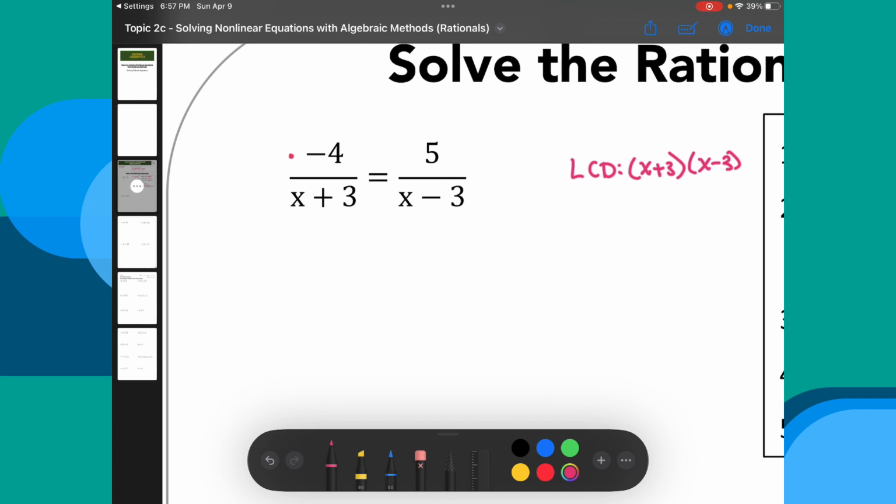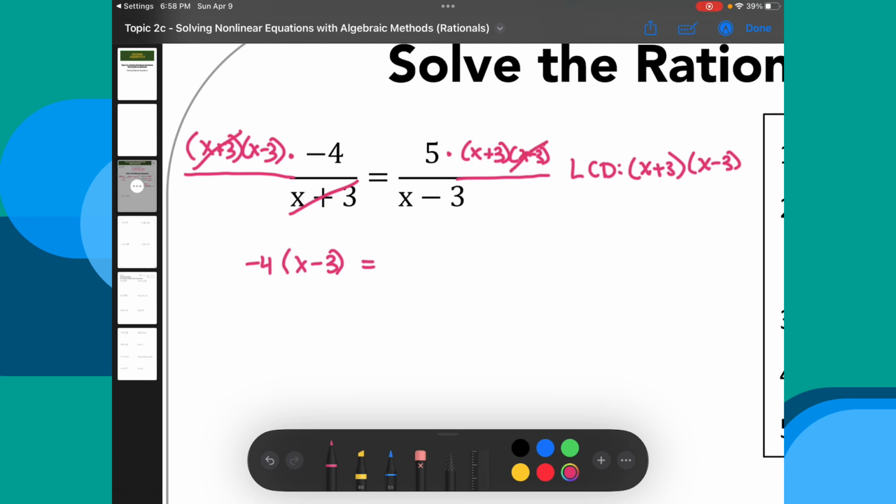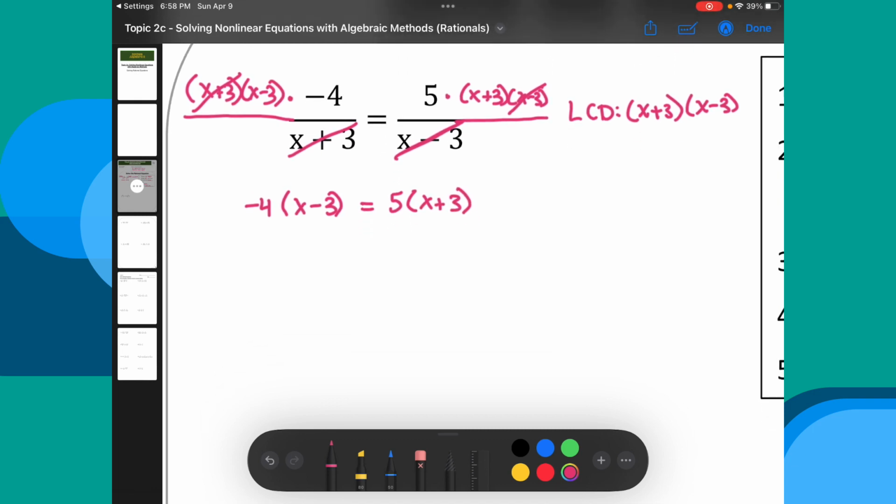Step number 2 is we're going to multiply this side by our LCD. We're also going to multiply this side by our LCD. You can think about that all being in the numerator. So when you do that, this x plus 3 and this x plus 3 are going to cancel. That leaves you with -4 being multiplied by x minus 3. On this side, the x minus 3 and the x minus 3 cancel, and you're left with 5 times x plus 3. From here, we're going to distribute and solve.